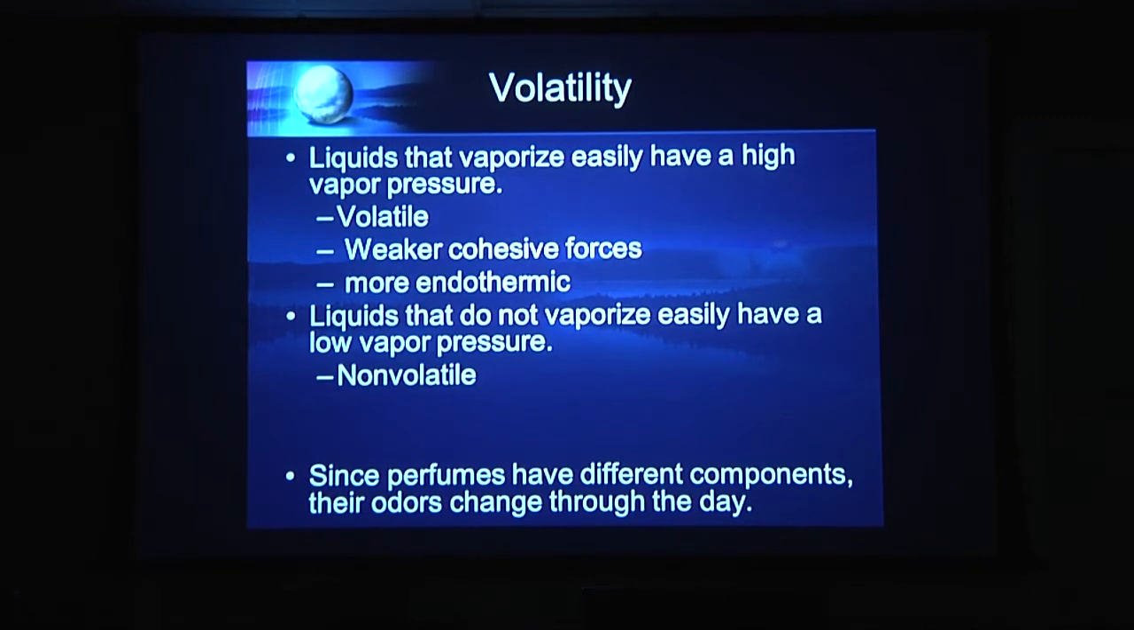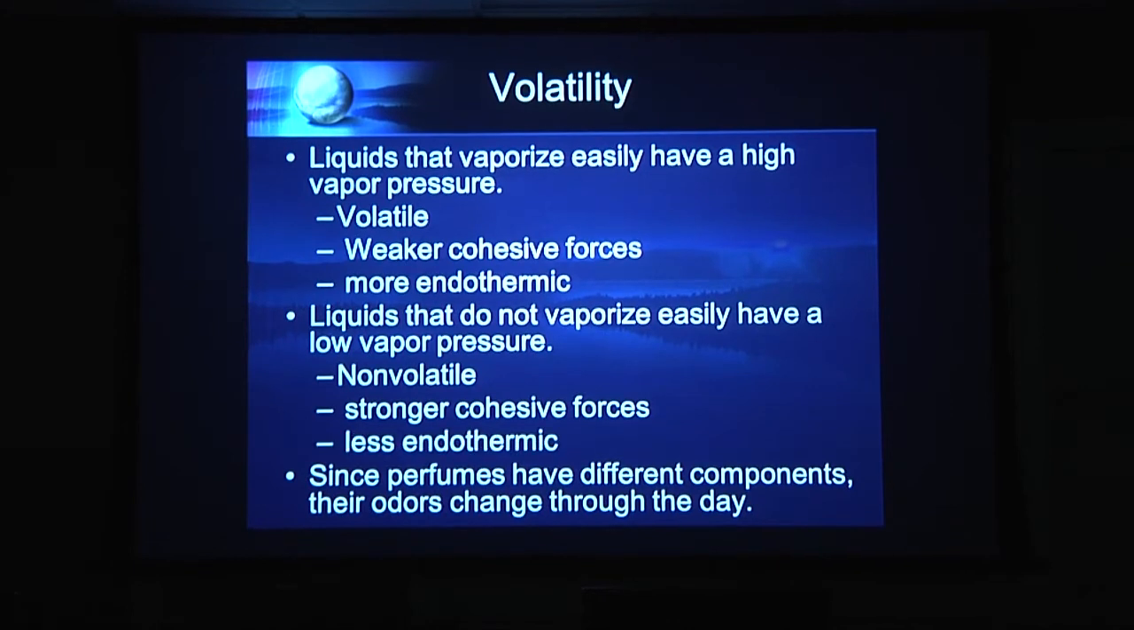The other time we use endothermic or exothermic is when heat is released in a chemical reaction like combustion. One of the products is heat or energy, and we call that reaction an exothermic reaction, and it has to do with the bond energy. This is different. This is just energy going in to make the phase change. So liquids that don't vaporize easily have a lower vapor pressure. We call them non-volatile. They have stronger cohesive forces and they're less endothermic.